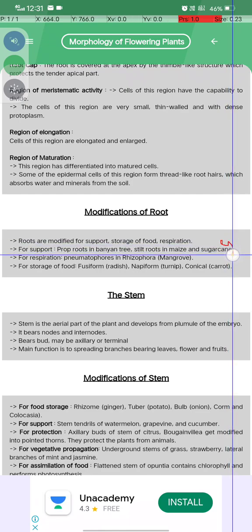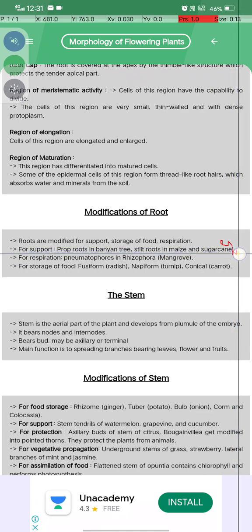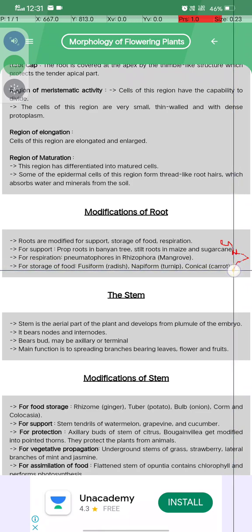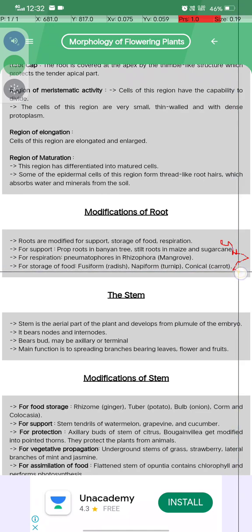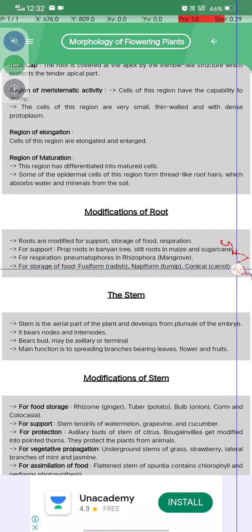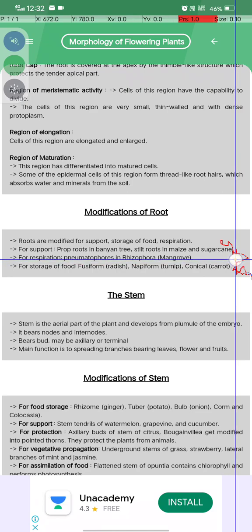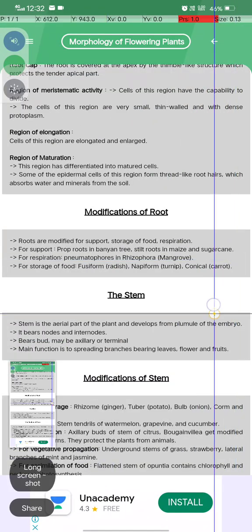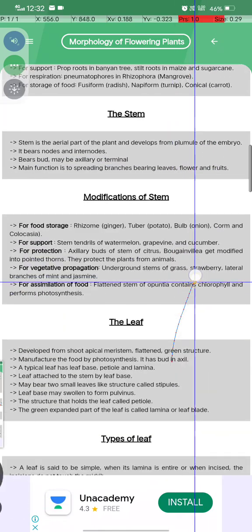For support, prop roots in banyan tree and stilt roots in maize and sugarcane. For respiration, the pneumatophores in Rhizophora mangroves. And for storage of food, fusiform radish, napiform turnip and conical carrot. Okay, इसको ध्यान रखना. मैंग्रोव्स को राइजोफोरा भी कहते हैं. इसको ध्यान रखना. स्टीम क्या होता है?